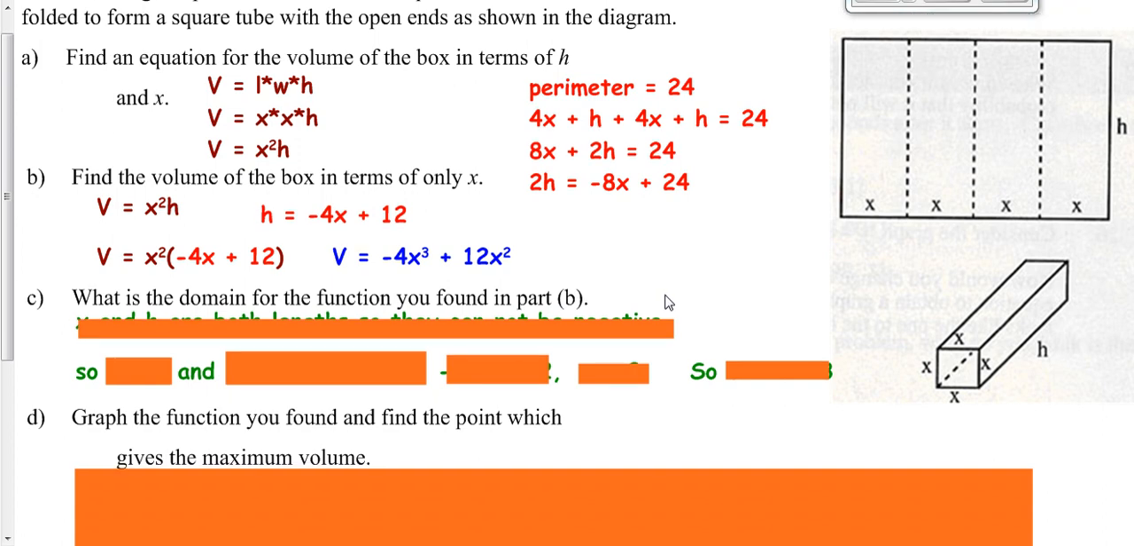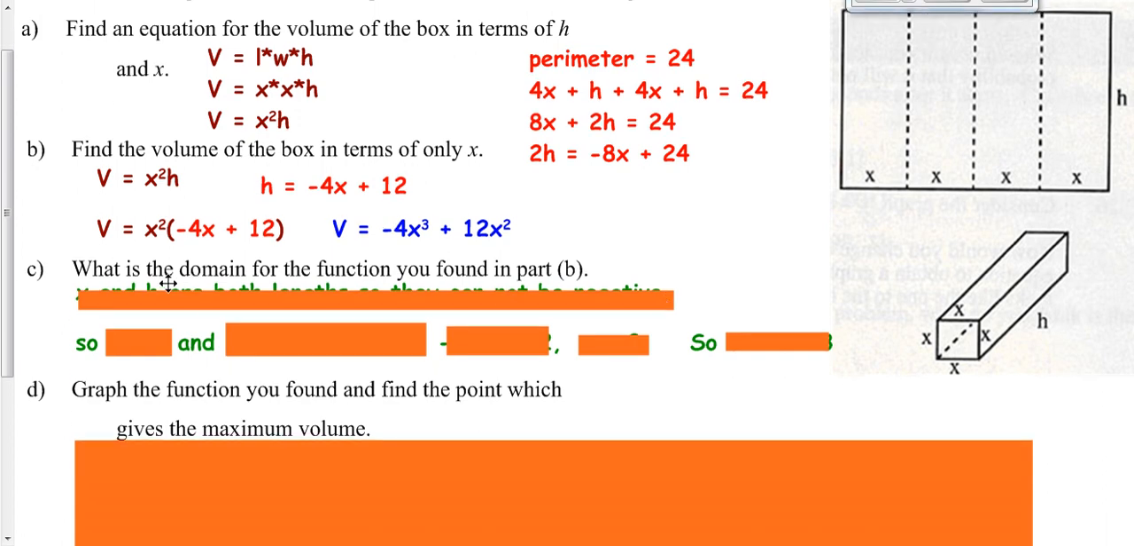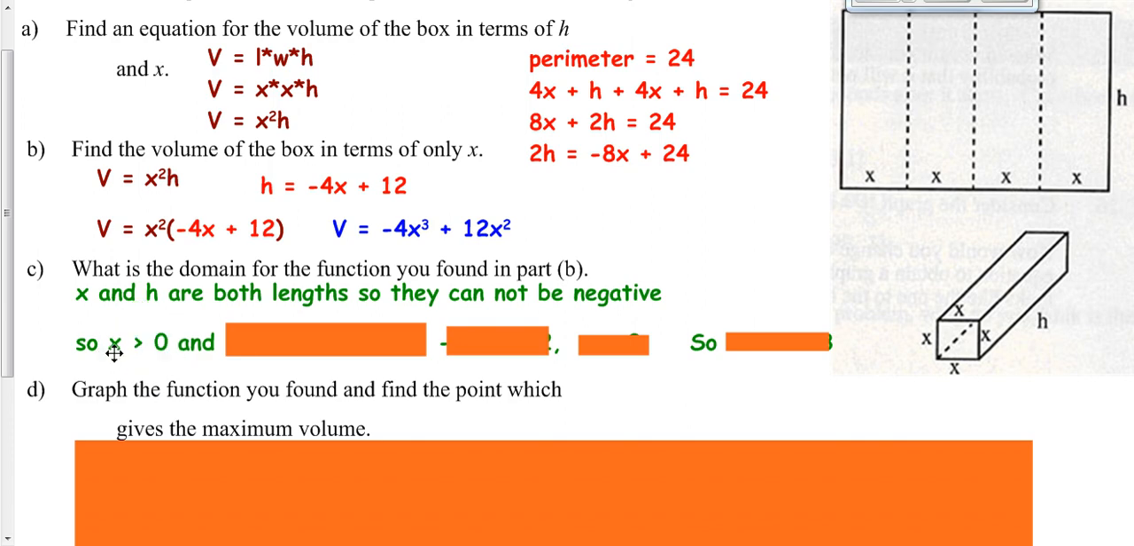Well, down below here it says we need to go ahead and find our domain. Well, we have our domain here. Domain would be the types of x's we can use. Well, also thinking of our box here, we know that our x and our h can't be negative because we cannot have a negative length. Also, if x was 0, it wouldn't be a box. If h was 0, it would not be a box. So our x has to be greater than 0.